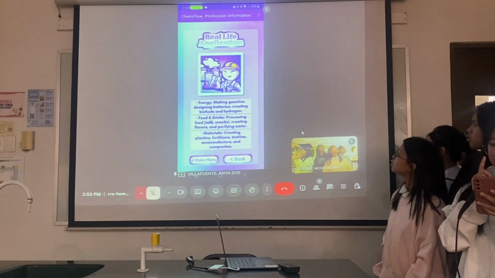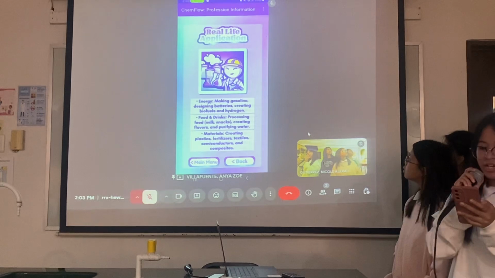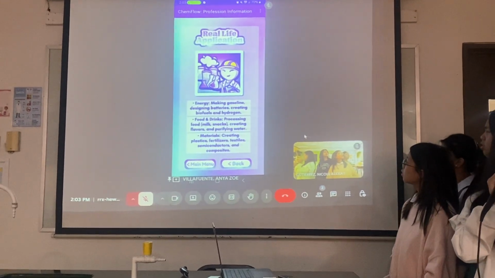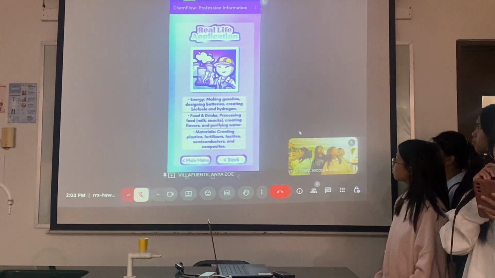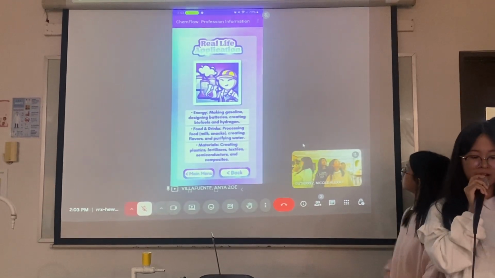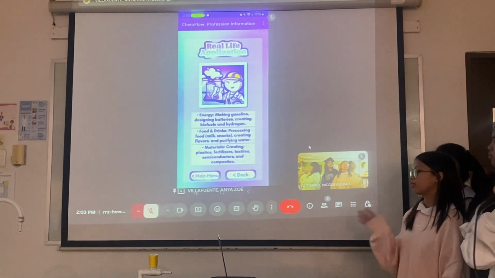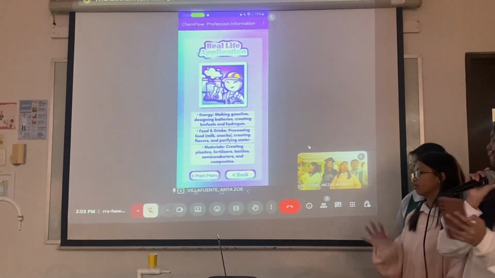For food and drinks, they are able to process food such as milk and snacks, create flavors, and purify water. And another thing is for the materials, we can create plastics, fertilizers, textiles, semiconductors and composites. Now we'll go back to the main menu.